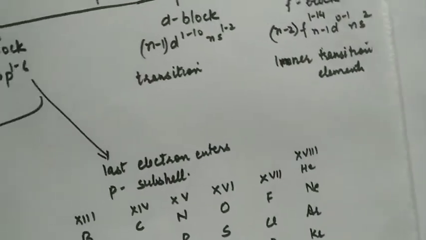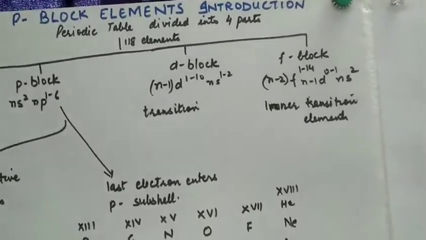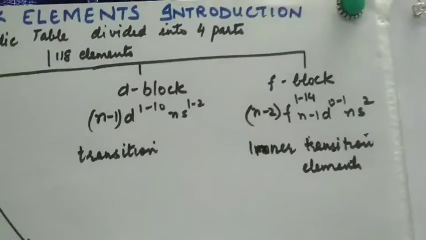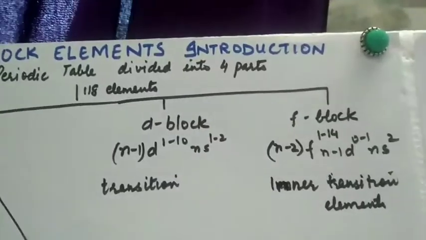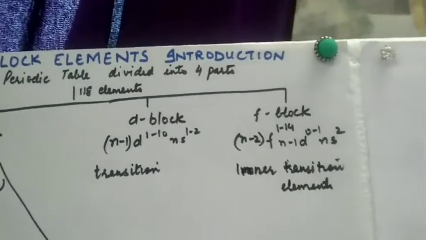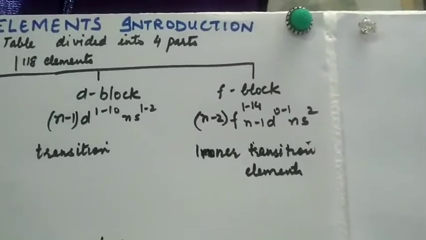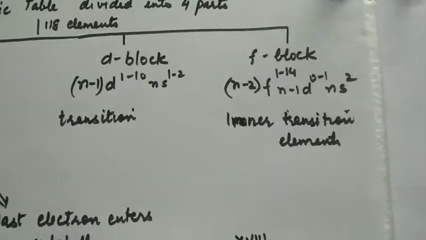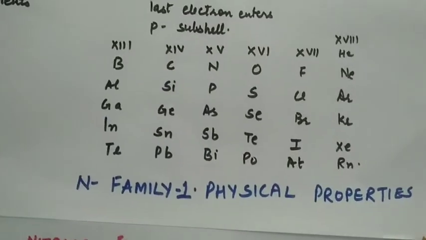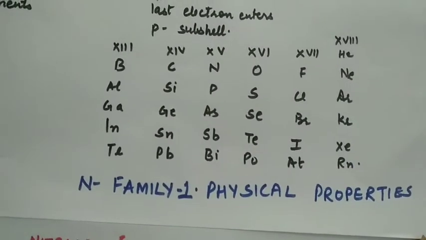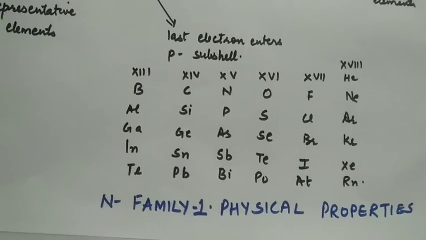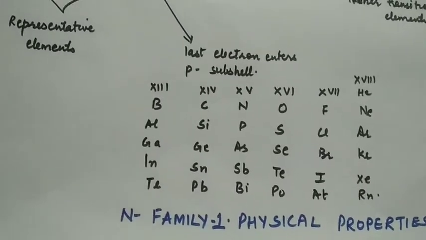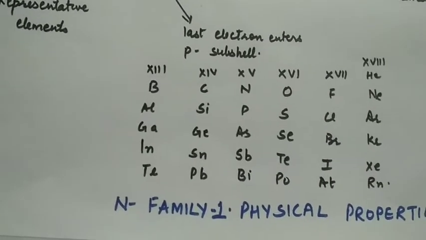When the last electron enters the d subshell, the elements belong to d block, and these elements are called transition elements. If the last electron enters the f subshell, the element belongs to f block. Group numbers 13 to 18 belong to the p block elements because the last electron enters the p subshell.